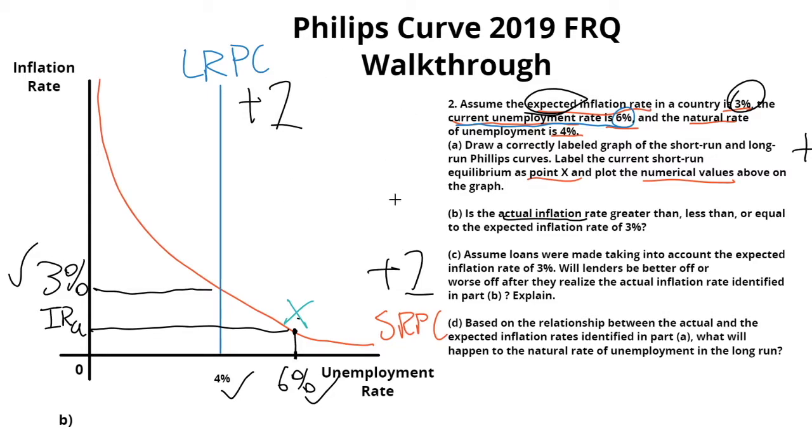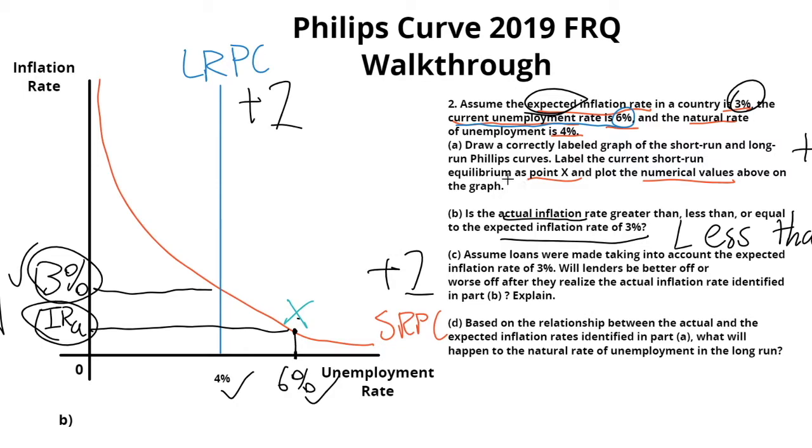Part B asks if actual inflation is greater than, less than, or equal to the expected inflation of 3%. Well, we don't even really need numbers for this part, we just need to look at the graph. This is the actual inflation rate, this is expected, and well, clearly we can see that actual inflation rate is lower than the expected inflation rate, so it's just less than. And since it is lower than the expected inflation rate, we would call this unanticipated disinflation.